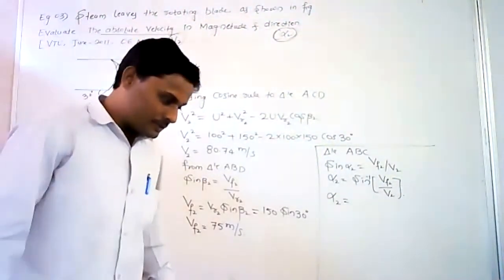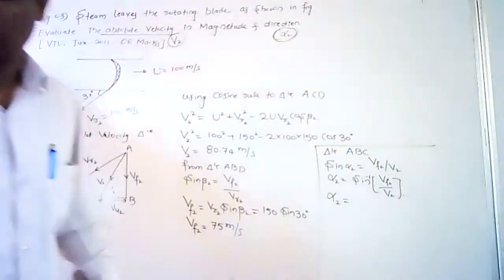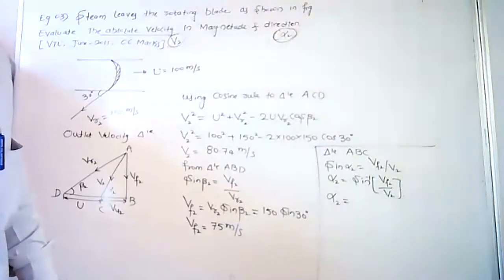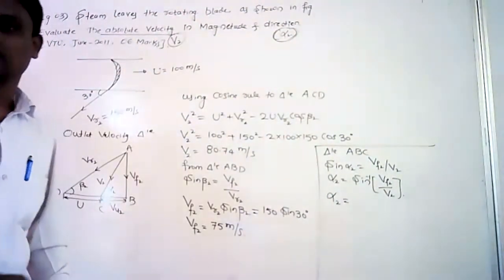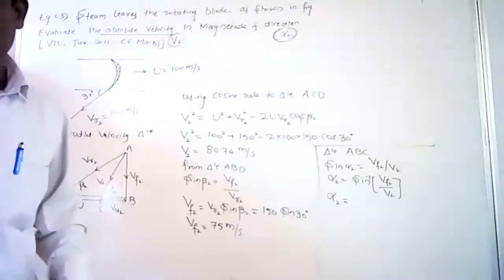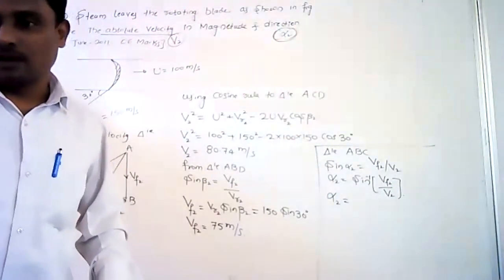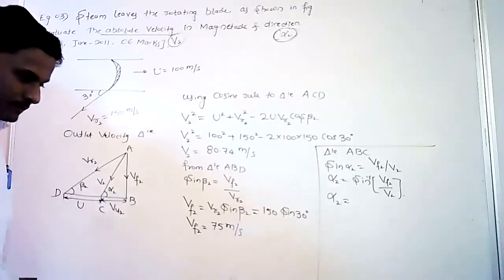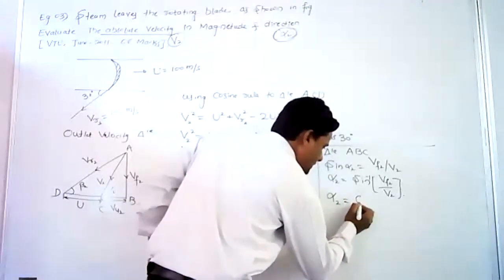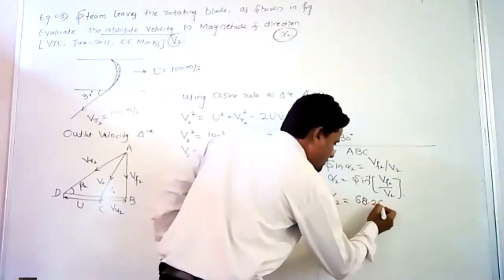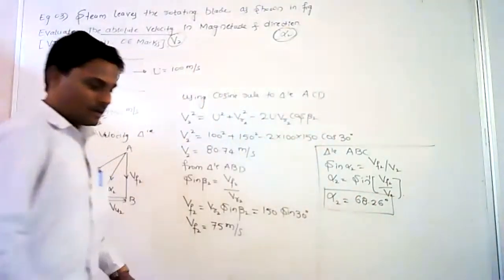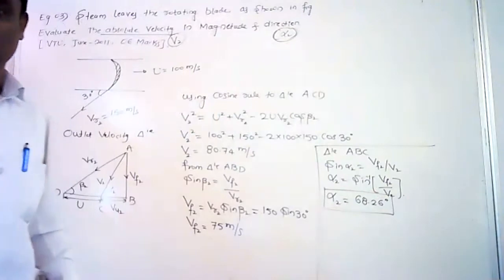Alpha 2 is... Yes, sir, 68.26. 68.26 degrees. This is the corresponding value of alpha 2.